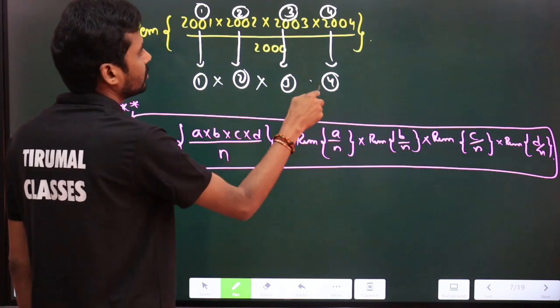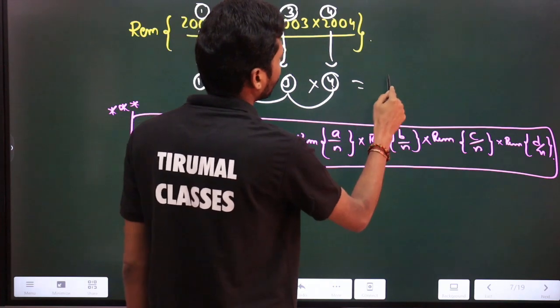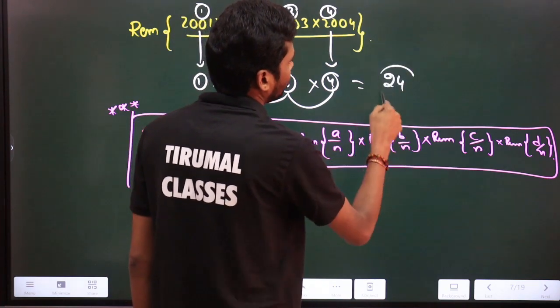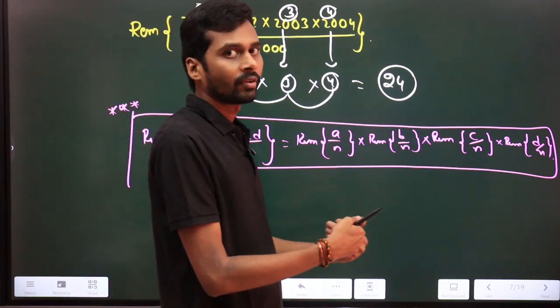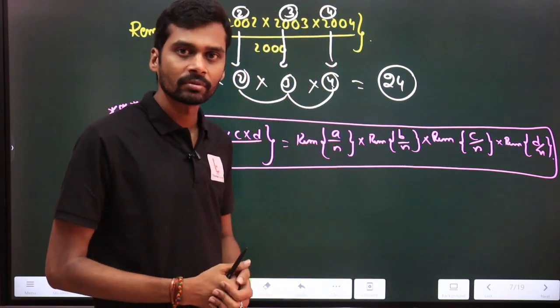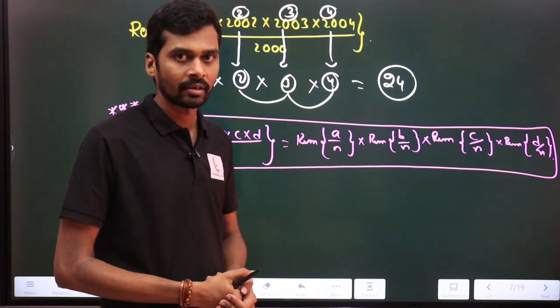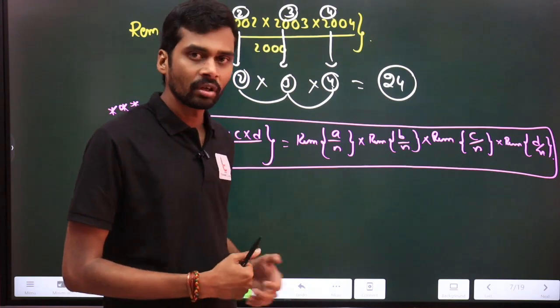So 1 into 2 into 3 into 4. 2 times 3 is 6, 6 times 4 is 24. 24 by 2000, what is the remainder? 24 only, because when we divide 24 by 2000, a smaller number by a larger number, the value is always the smaller number. Right? So this is another most important concept related to remainders.